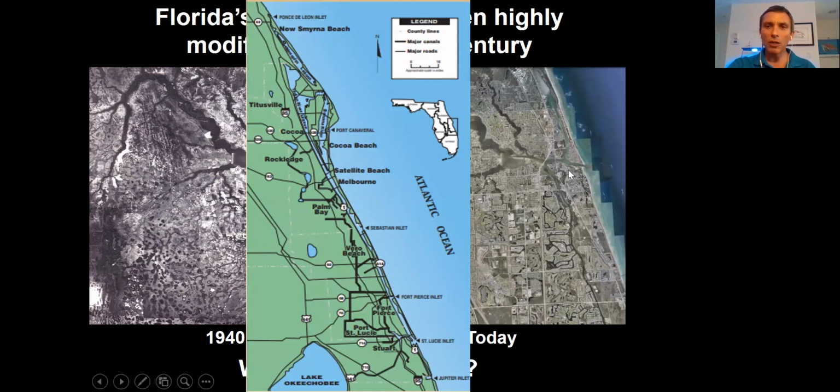And actually, if you can see my mouse right where I'm pointing here, just inside of Jupiter Inlet, this is the southern terminus of the Indian River Lagoon. And it runs as one straight shot all the way up the east coast of Florida. Now, the Indian River Lagoon is an incredible ecosystem, worthy of an entire hour-long lecture in and of itself. But for today, I just want to point out that it's an important part of our oyster restoration story.